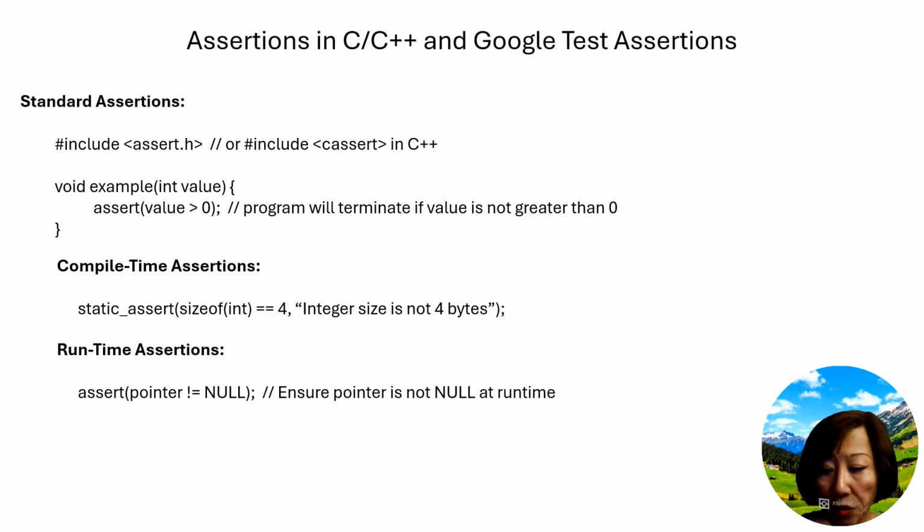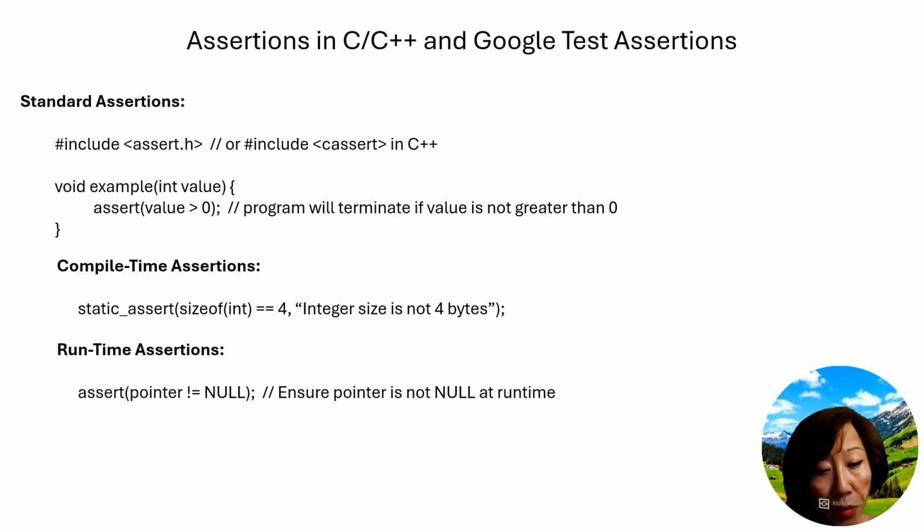bytes. So if you're running on an operating system where the size of an integer is not 4, you want to know about it before you continue, right? So at compile time, this will stop you from going ahead, because this will assert if the operating system has an integer size and the value is not 4.